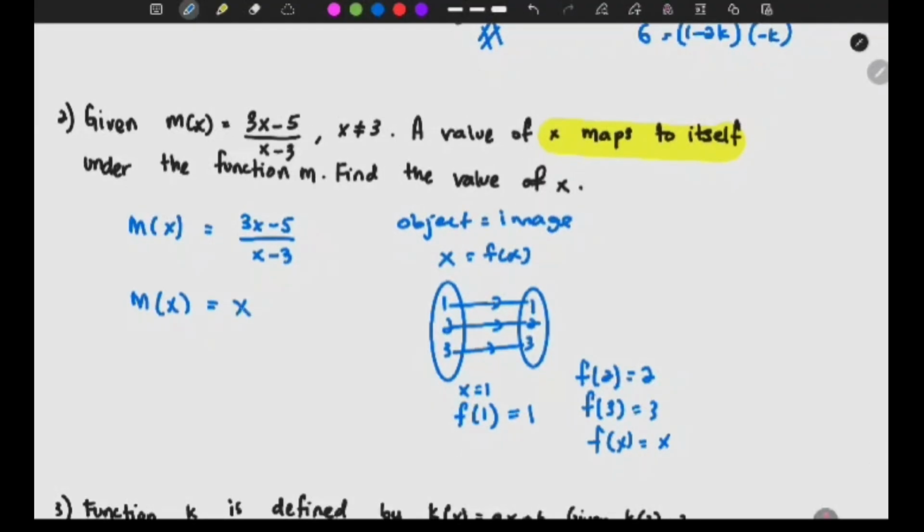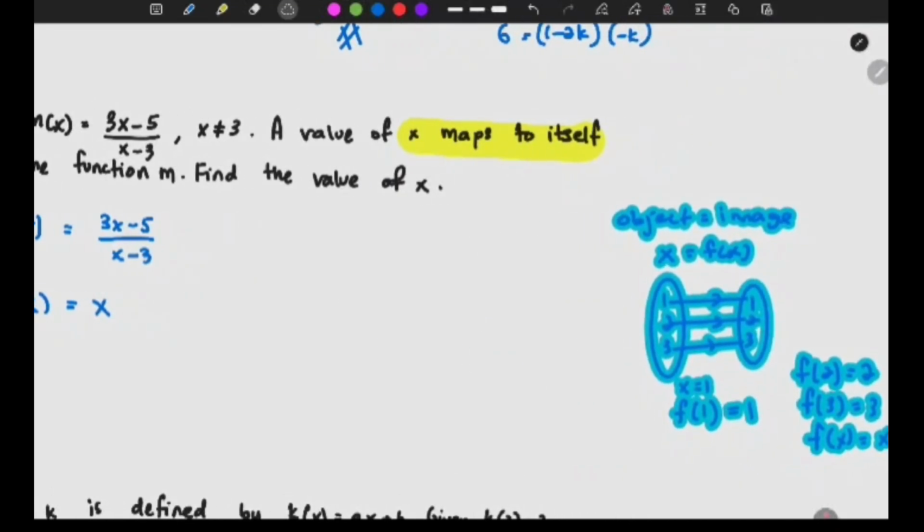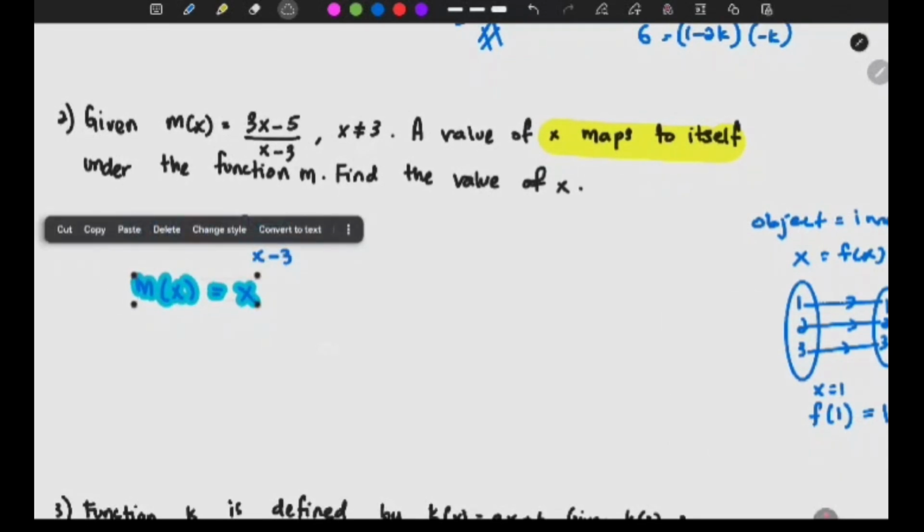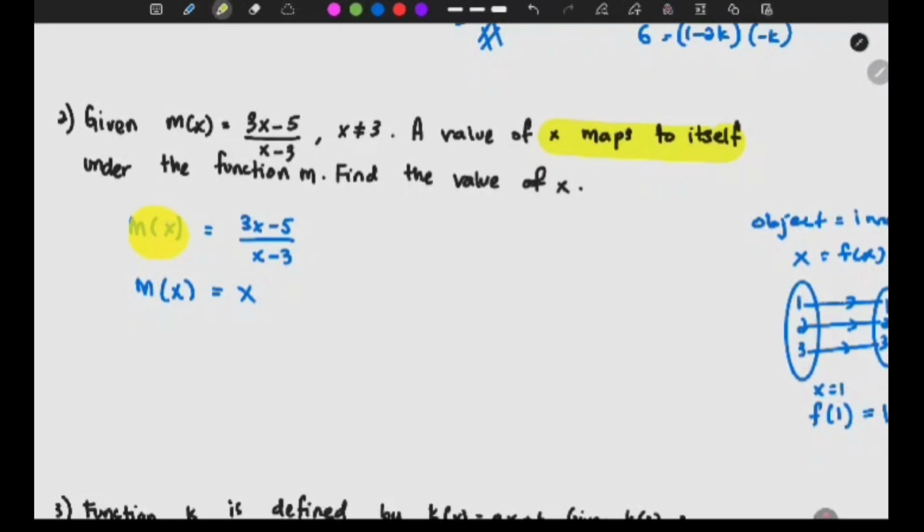So from here, you can actually find out. So what is your m(x)? This is your m(x), and they already gave us this. So instead of writing m(x), I'm going to substitute this over here, because they say m(x) is equal to this. So I just substitute the same thing: (3x minus 5) over (x minus 3), and this entire thing is equal to x. You see, again, I'm not changing anything. I'm writing the same thing but just in a different way.